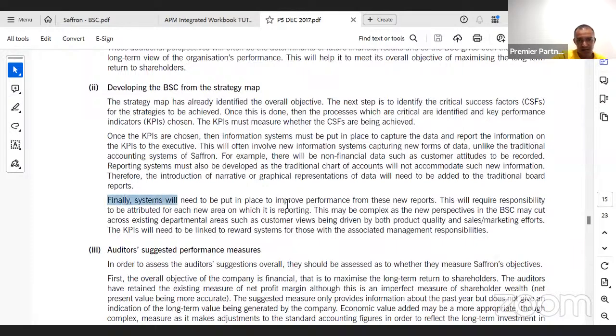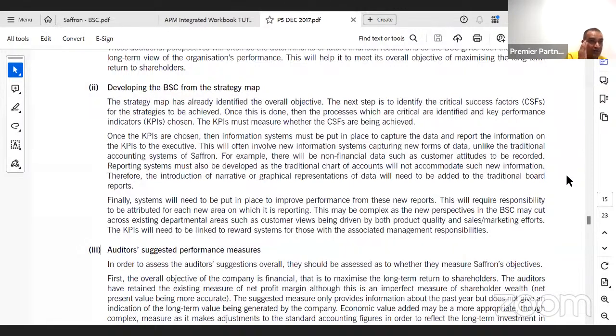Now read this part, information system for balanced scorecard. Finally, systems will need to be put in place to improve performance from these new reports. This will require responsibility to be attributed to each new area on which it is reporting. Responsibility. If you are looking at customer satisfaction, who's supposed to capture that data? How is he going to record? He is capturing it properly, but he is recording it wrong. Then what will come to you is what? Wrong data.